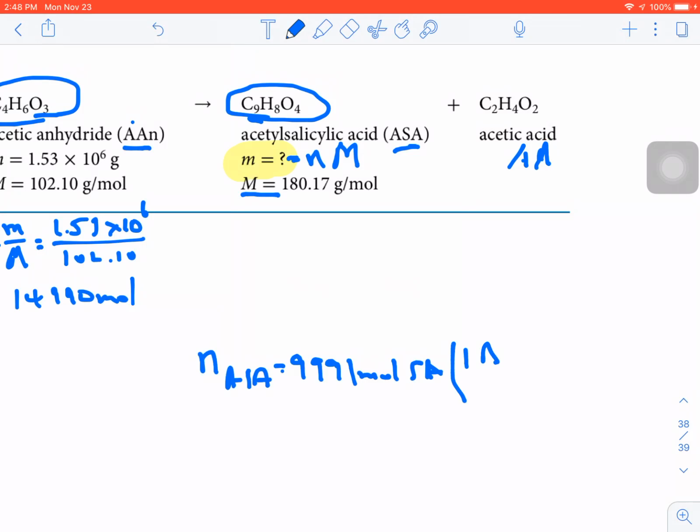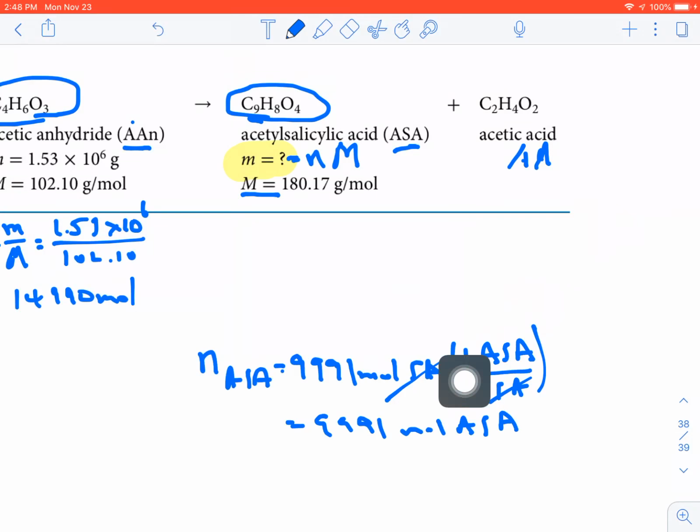1 mole of ASA, and I have 1 mole of salicylic acid. That's my mole ratio from the question. My salicylic acids cancel, and I get 9,991 moles of ASA. Because remember, the SAs are gone, so I'm left with moles of ASA.